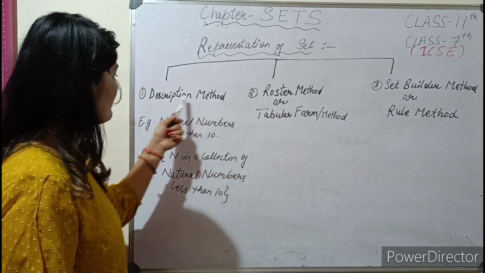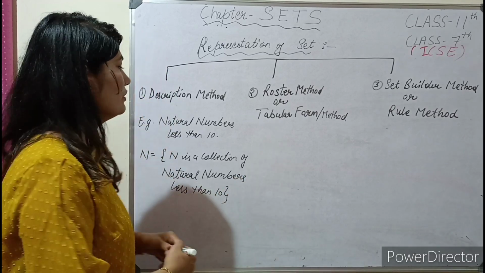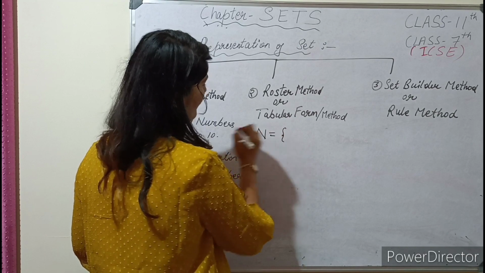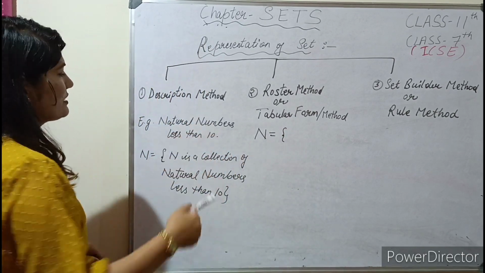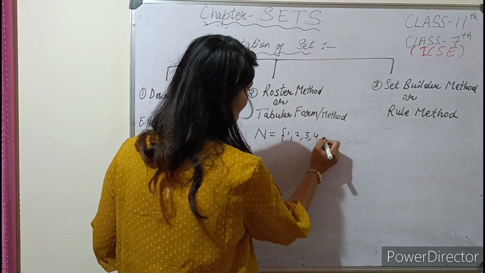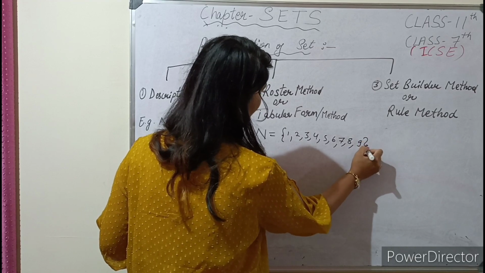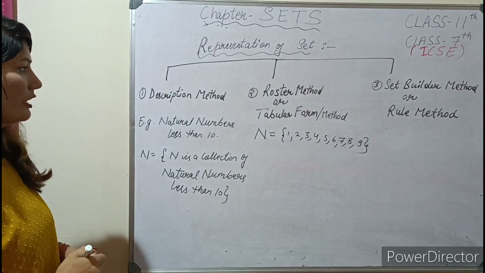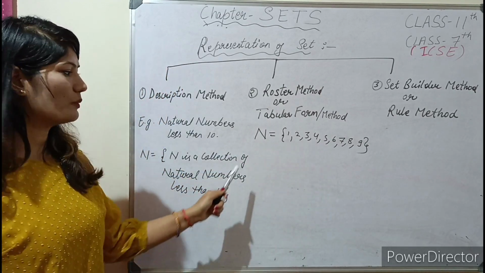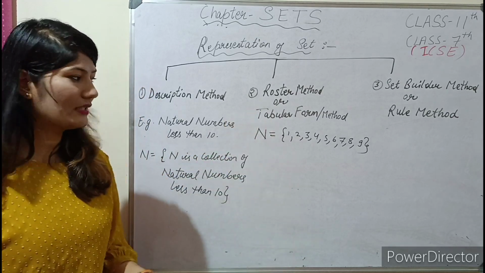Now in the same example, if you have to write in the roster method or in the tabular form, your answer will be capital N is equal to, make a bracket here. Natural numbers less than 10 are 1, 2, 3, 4, 5, 6, 7, 8 and 9. That's all. In the roster method you have to write the elements and separate them by commas. So this is the way to represent in the roster method.